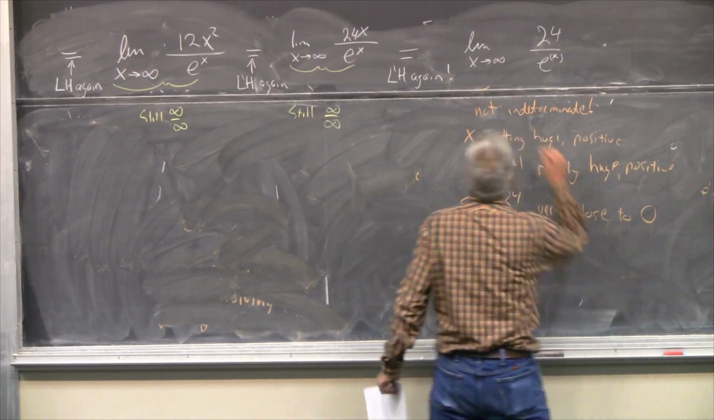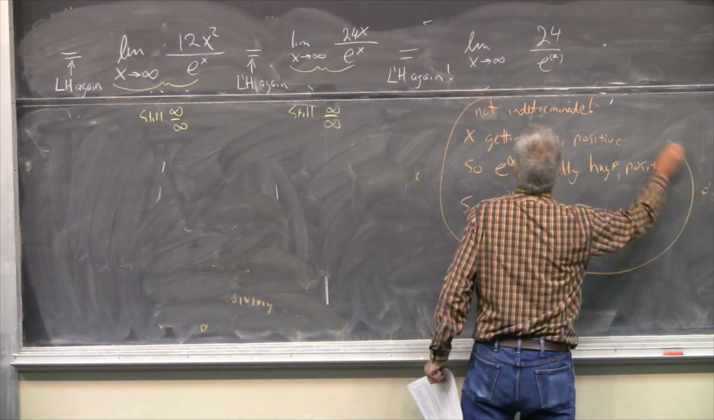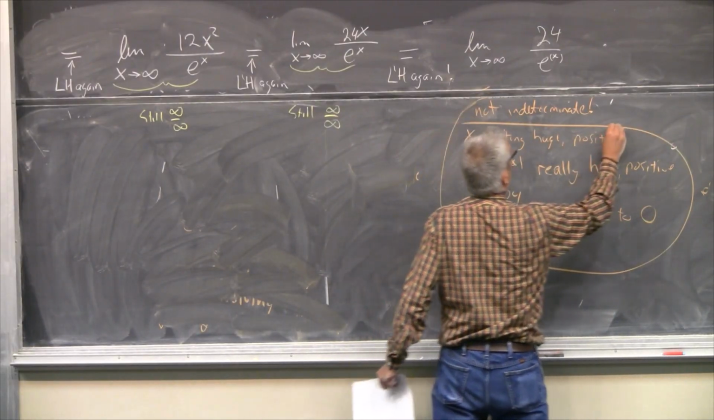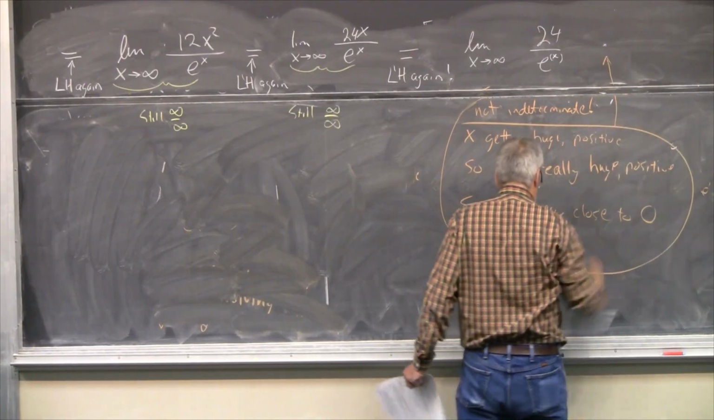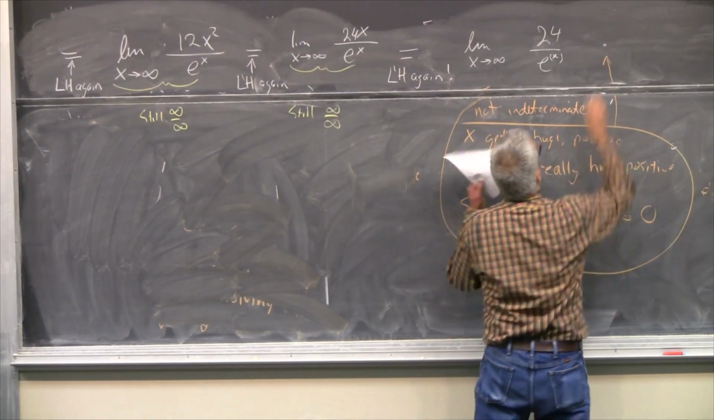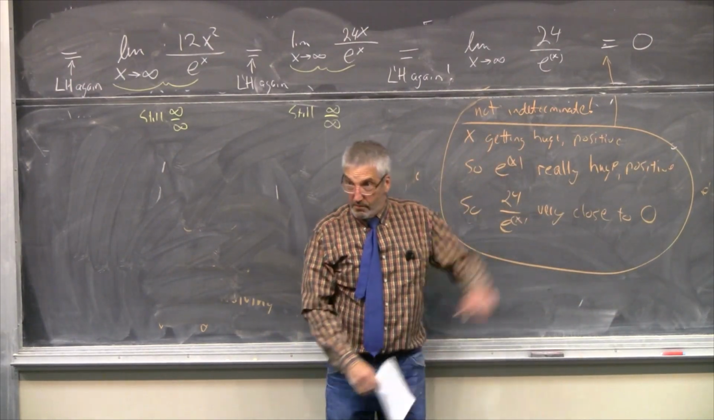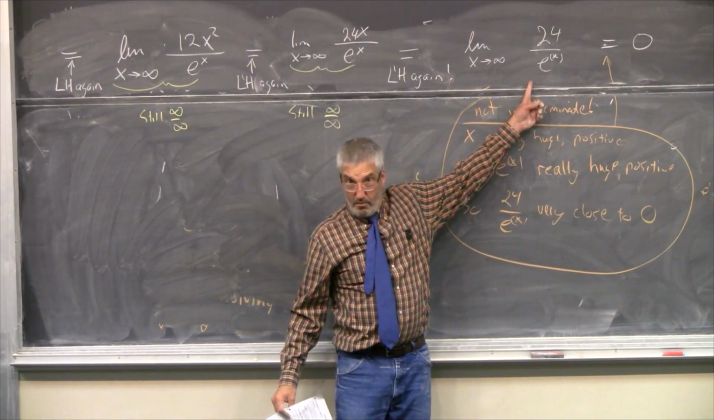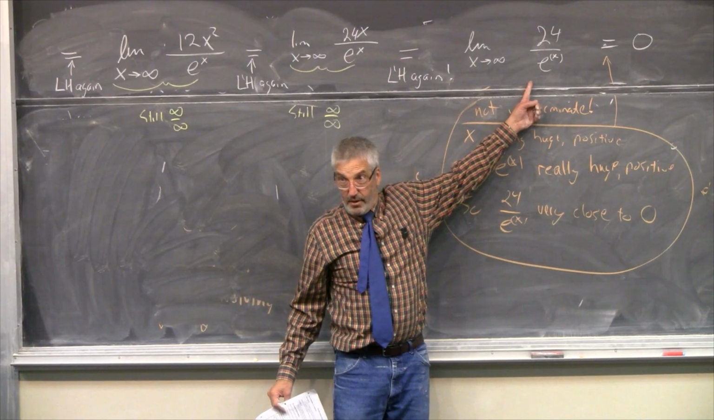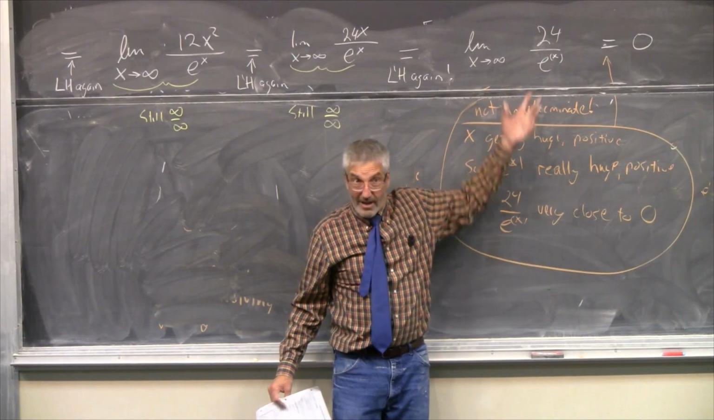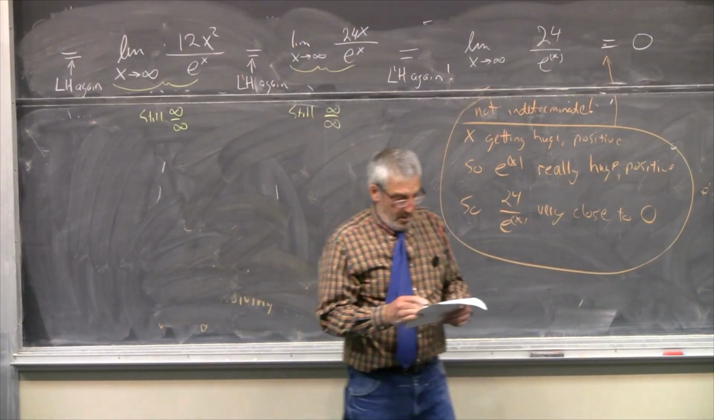So all of this thinking allows us to say that the limit is 0. It's important that this quotient is never 0 because it doesn't have a 0 in the numerator. But the value of the quotient, it's getting closer and closer to 0.